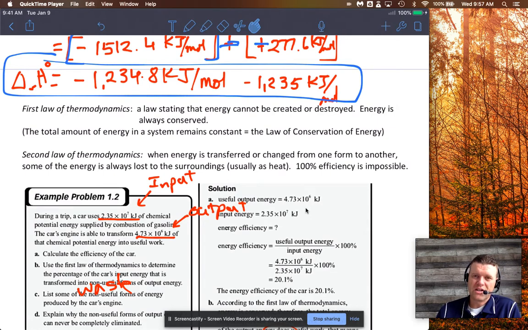100% efficiency is impossible. Now, we can come really close, so it's worth striving for, but you're kidding yourself if you think you're going to get 100% efficiency. And you'll see that in all the examples.